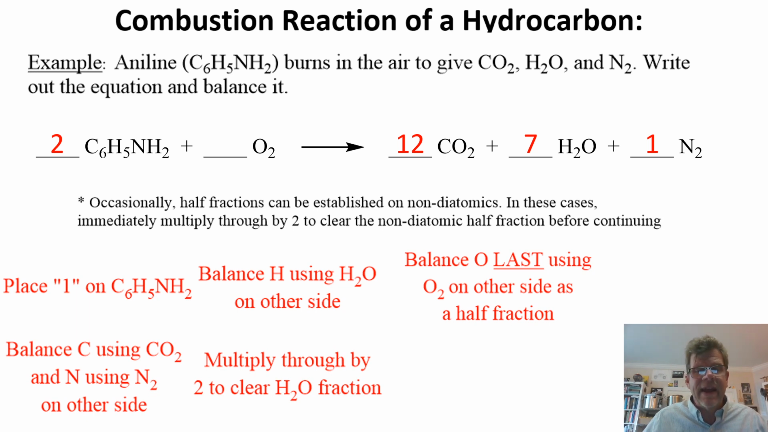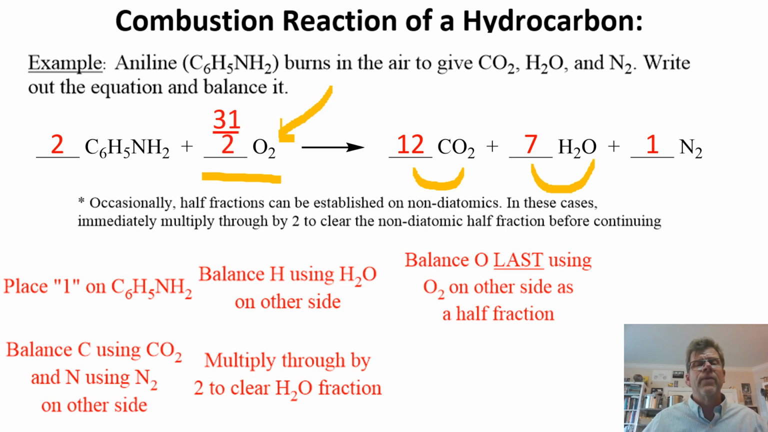So let's now take a tally of the oxygen atoms. 12 times 2 is 24 oxygen atoms. 7 times 1 is 7 oxygen atoms. Add them together, 31 oxygen atoms. So that means we need 31 oxygen atoms on the reactant side. How do we get that? Well, 31 is an odd number. So we can do a half fraction on our good old friend diatomic oxygen here. We just have to put 31 in there divided by 2. 31 halves times O2 is 31 oxygen atoms.